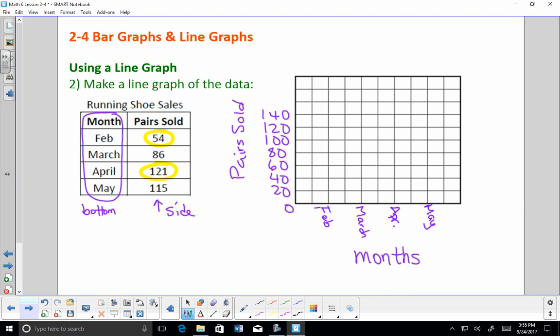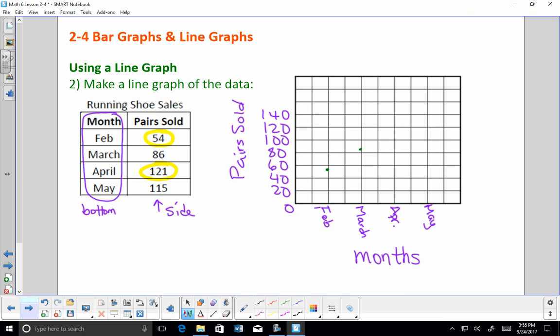So in February I had 54. So I'm going to change colors just because it's going to be a little easier. 40 is here, 50 is halfway, so 54 would be about there. It's not perfect, but it's fairly accurate. March was 86, so I'll go up here to 80. A little bit past 80 is probably going to be 86, so about there.